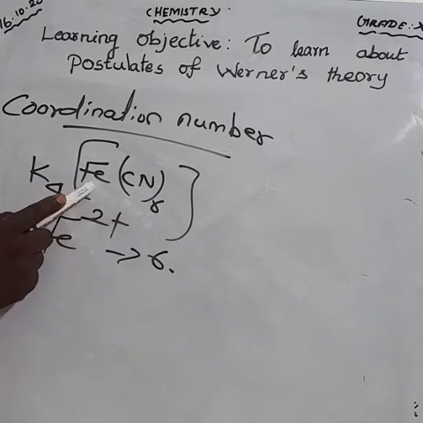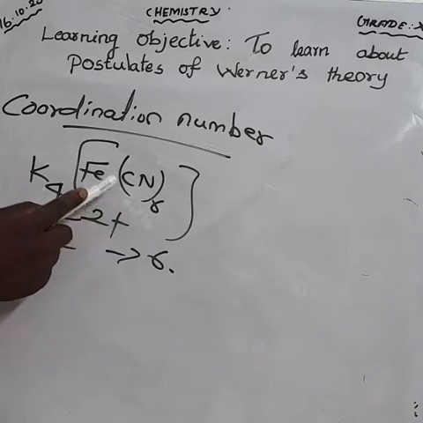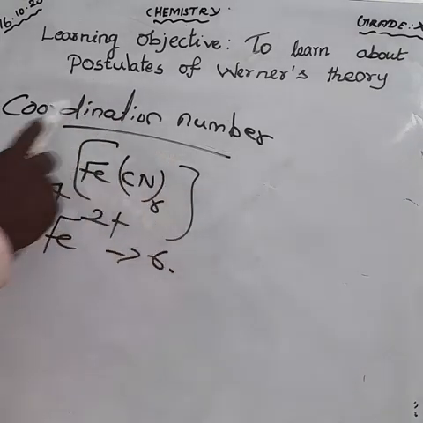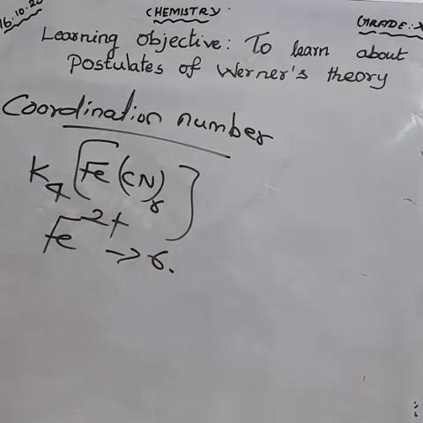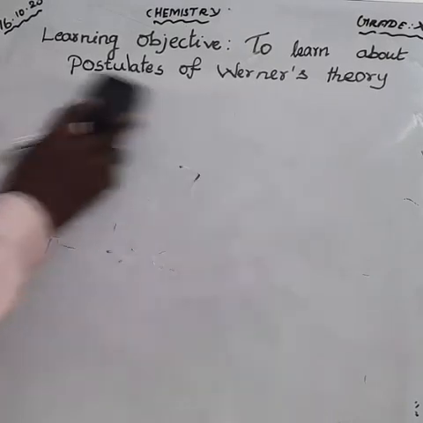Here Fe2+ contains how many ligands? Six ligands, bonded in different directions, so we give the number 6. Clear? Next, about the oxidation state. We already learned about the oxidation state, but now we are going to learn about it again.